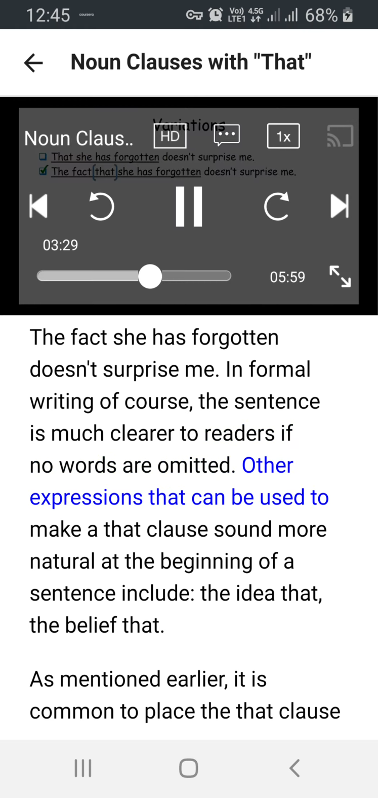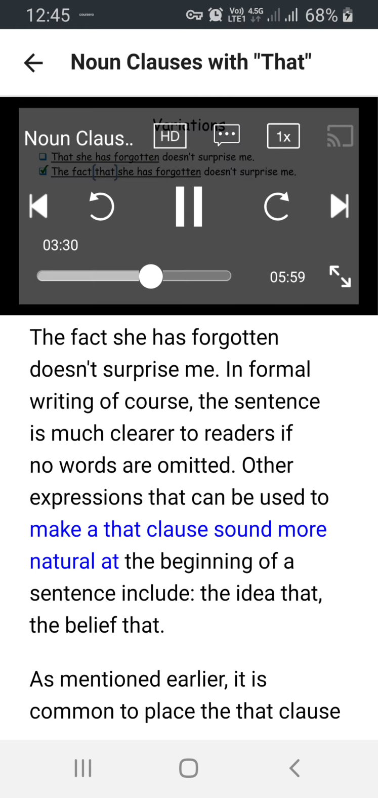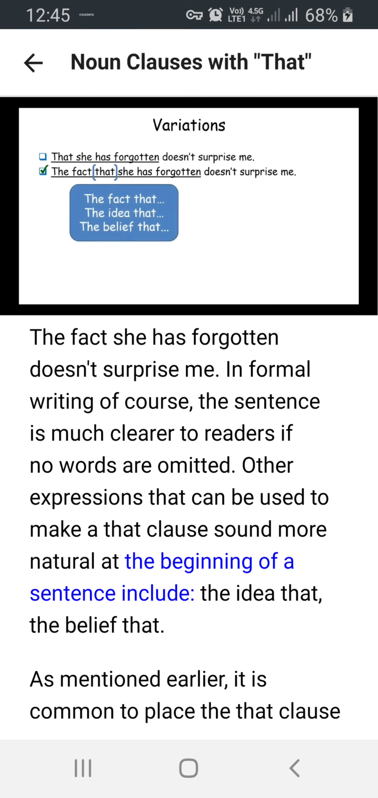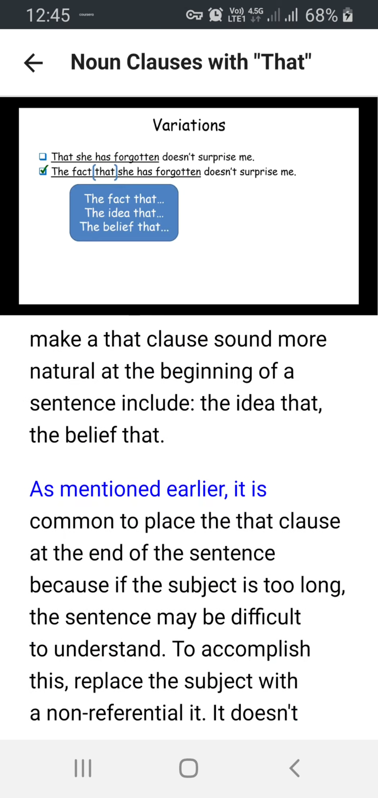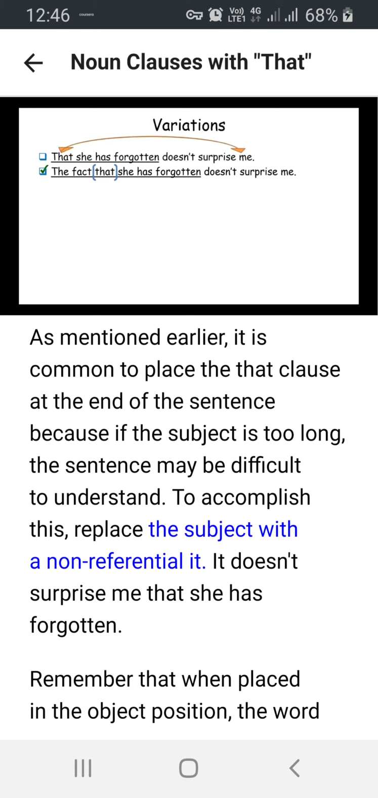Other expressions that can be used to make a that clause sound more natural at the beginning of a sentence include the idea that, the belief that. As mentioned earlier, it is common to place the that clause at the end of the sentence because if the subject is too long, the sentence may be difficult to understand. To accomplish this, replace the subject with a non-referential it. It doesn't surprise me that she has forgotten.